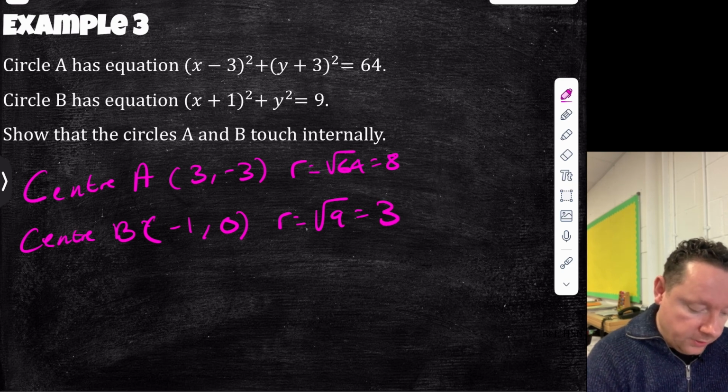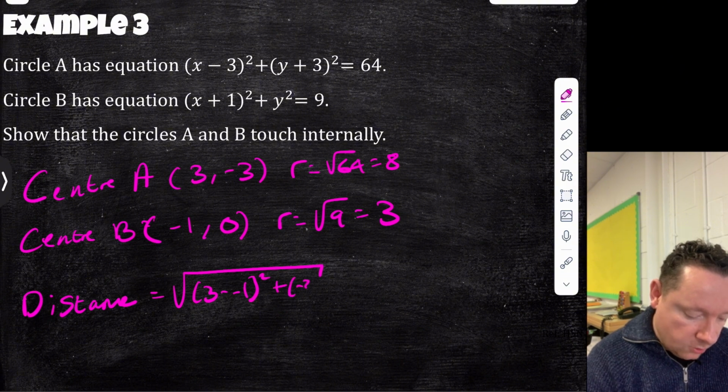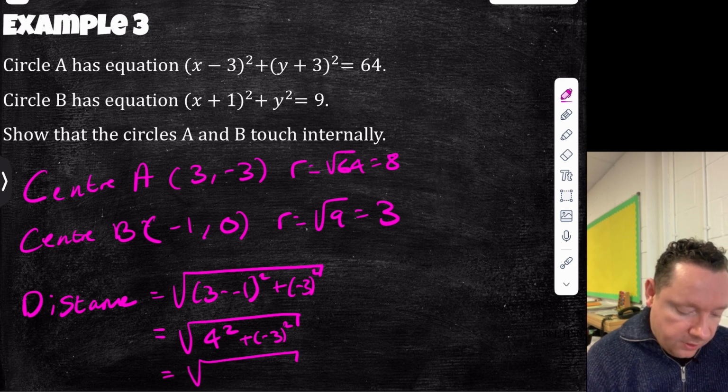So let's check the distance between the centres. So the distance is equal to the square root of (3 minus minus 1) squared plus (minus 3 minus 0) squared. That's 4 squared plus minus 3 squared. 4 fours is 16, 3 threes is 9, so that's 25 again, which is equal to 5.